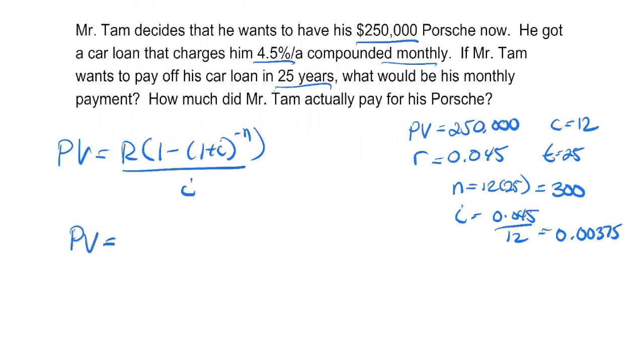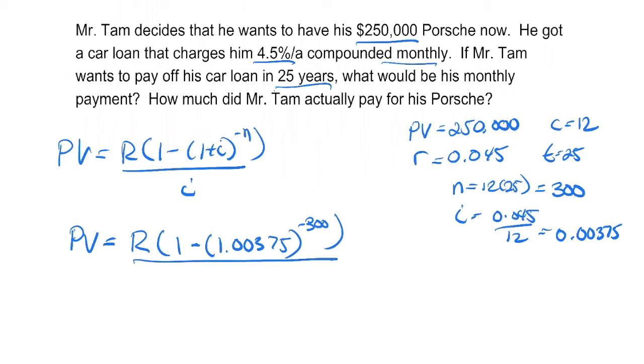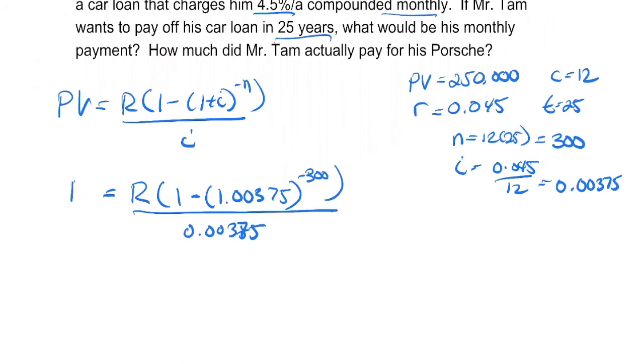So we need to say present value is equal to R times 1 minus 1.00375 to the power of negative, in this case n is 300, so negative 300, all over 0.00375. Let me replace present value with 250,000. So 250,000 times 0.00375 is 937.5, which is equal to R times 1 minus 1.00375. I keep forgetting the 7 for some reason.